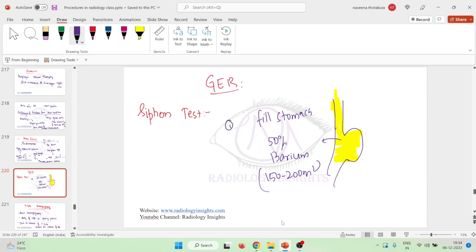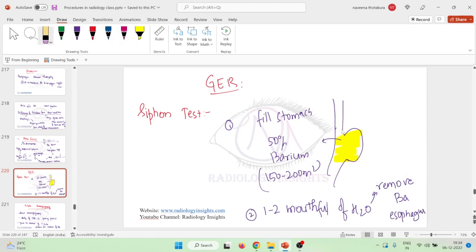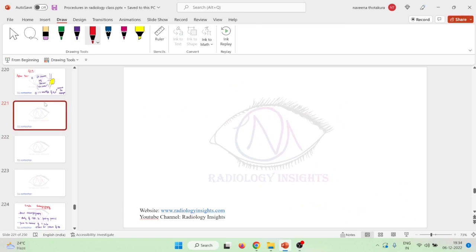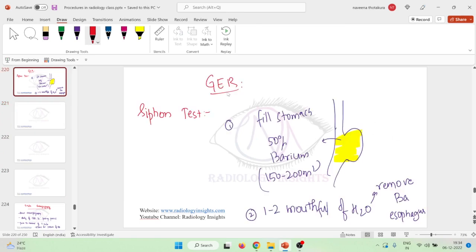Then step number 2 is you will ask the patient to take 1 to 2 mouthfuls of water. When you take 1 to 2 mouthfuls of water, this will remove the barium in the esophagus. Now the barium in the esophagus is not there. Now the barium is only present in the stomach.